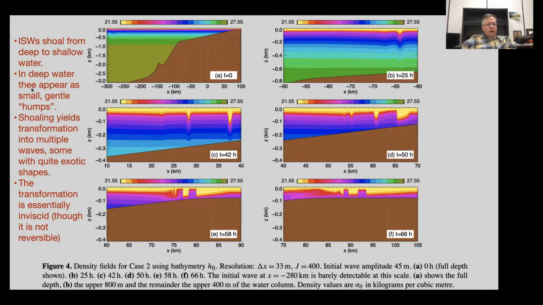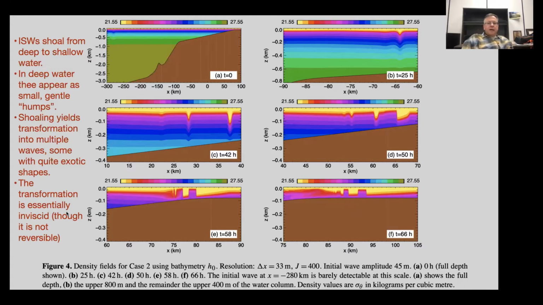So here it is again, somewhat larger, with some takeaways on the left. So in deep water, there appear to be small, gentle humps. Apparently, I was feeling Shakespearean when I made these slides. Shoaling yields transformation into multiple waves, some with pretty exotic shapes. And the thing to think about is that this transformation is essentially energy conserving, right? So it's inviscid. You don't need to worry about turbulence. You don't need to worry about bottom boundary layers, right? All of it just happens.